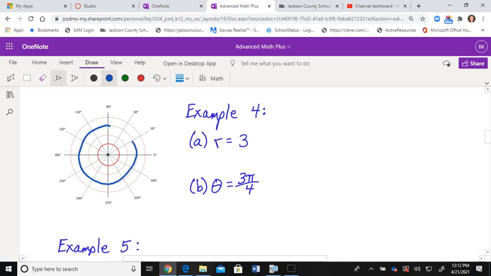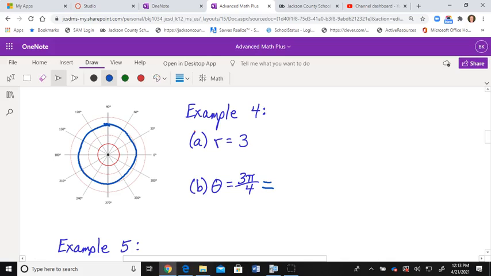You messed up. You would think that would be easier, but it's not. All right, so that's r equals 3. Okay, what if it's just theta? And by the way, 3 pi over 4. What is that in degrees? 3 times 180 divided by 4.